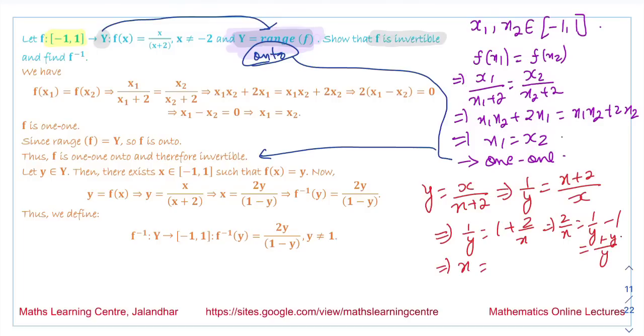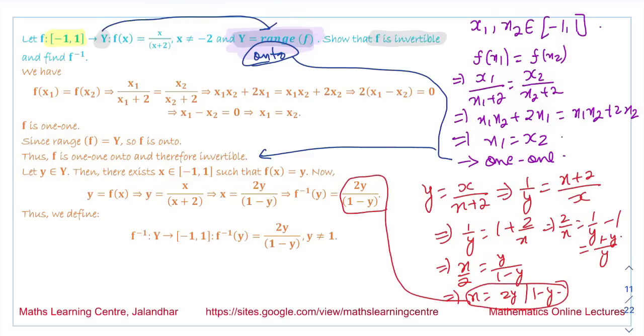So the value of x that we will obtain, when we say x by 2, is y over 1 minus y. So this gives us x is equal to 2y over 1 minus y. So this is the value of f inverse. Now the domain of this function f inverse is y, and the range, or the codomain, for this function is the closed interval -1 to 1, and this is the definition of the f inverse that we have.